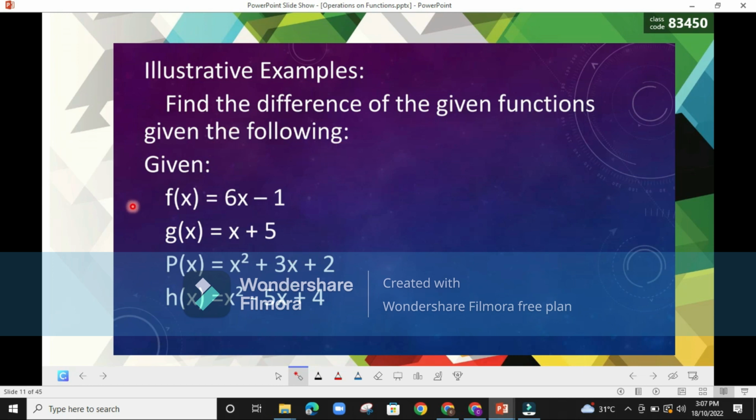Okay, we have here the given functions. f(x) is 6x - 1, g(x) = x + 5, p(x) = x^2 + 3x + 2, and h(x) = x^2 - 5x + 4.